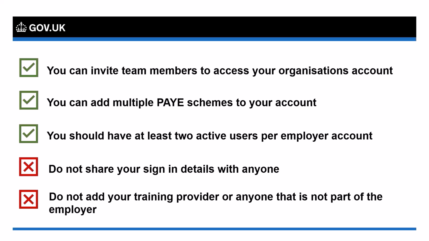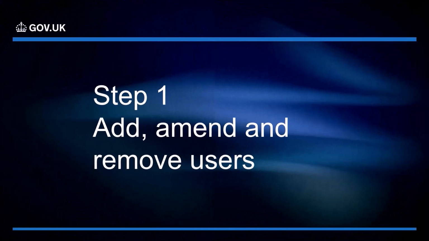If you have more than one PAYE scheme that you make apprenticeship levy declarations for, these can be added to your account in addition to the scheme that the apprentice is paid under, and these will also contribute to your levy total. Once you remove a PAYE scheme, any declarations made under that scheme will no longer credit to your Apprenticeship Service account. So, when you are ready, you'll start the journey from your Apprenticeship Service homepage.